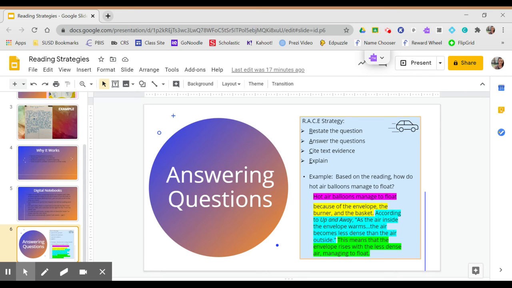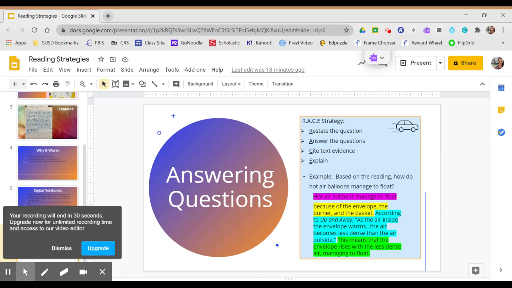So we put that part in for our complete sentence. And then the A part for answering the question is highlighted in yellow: because of the envelope, the burner, and the basket. So that first part is answering the first two, the R and the A. Hot air balloons manage to float because of the envelope, the burner, and the basket. Now for the C and the E, we have: according to Up and Away, as the air inside the envelope warms, the air becomes less dense than the air outside. And then the last part: this means that the envelope rises with the less dense air, managing to float.